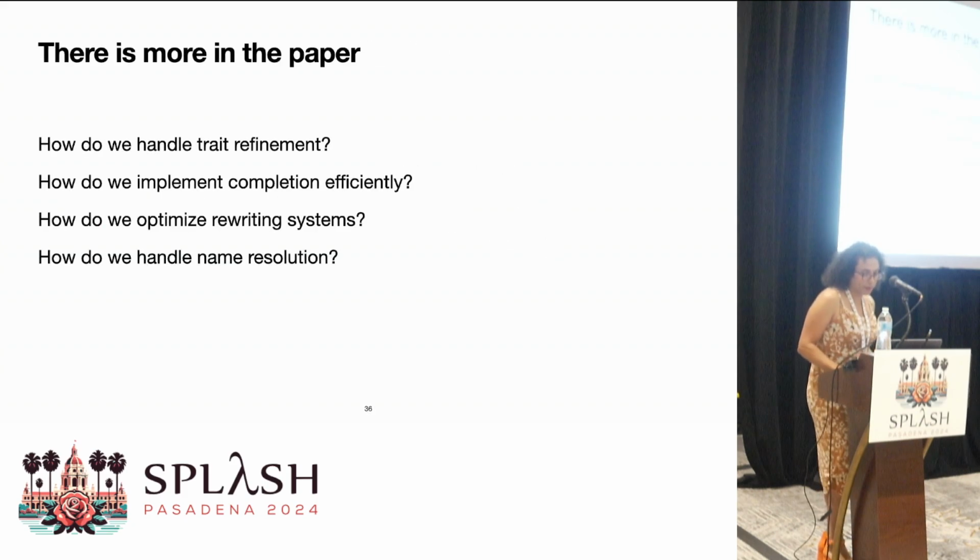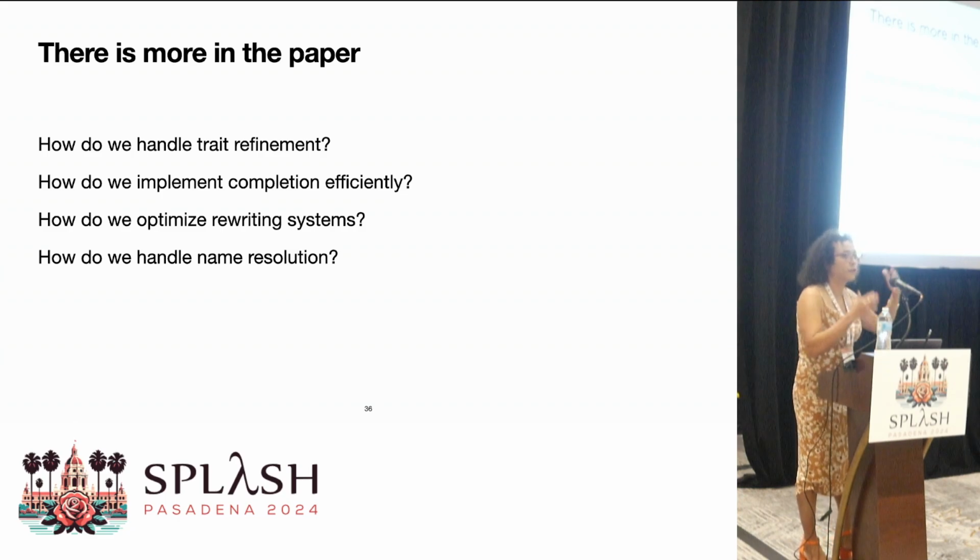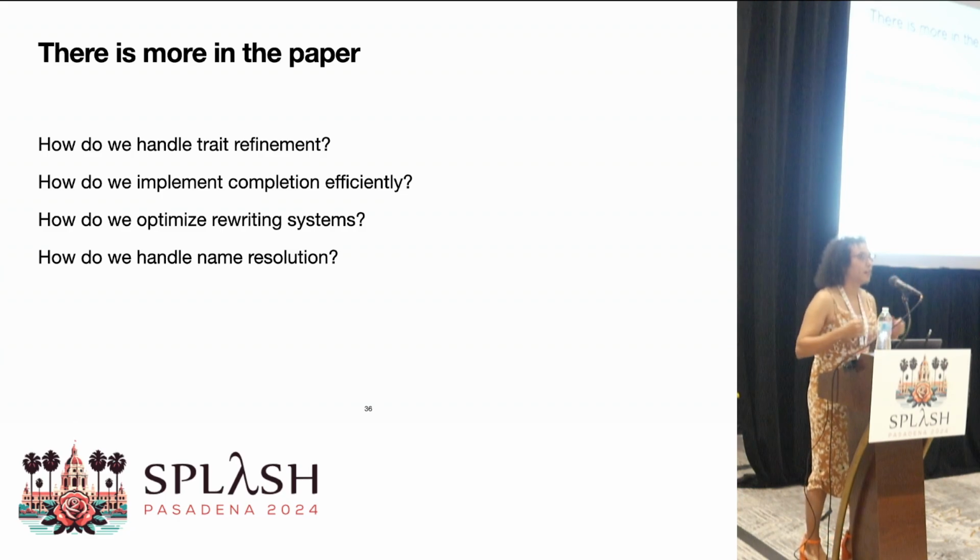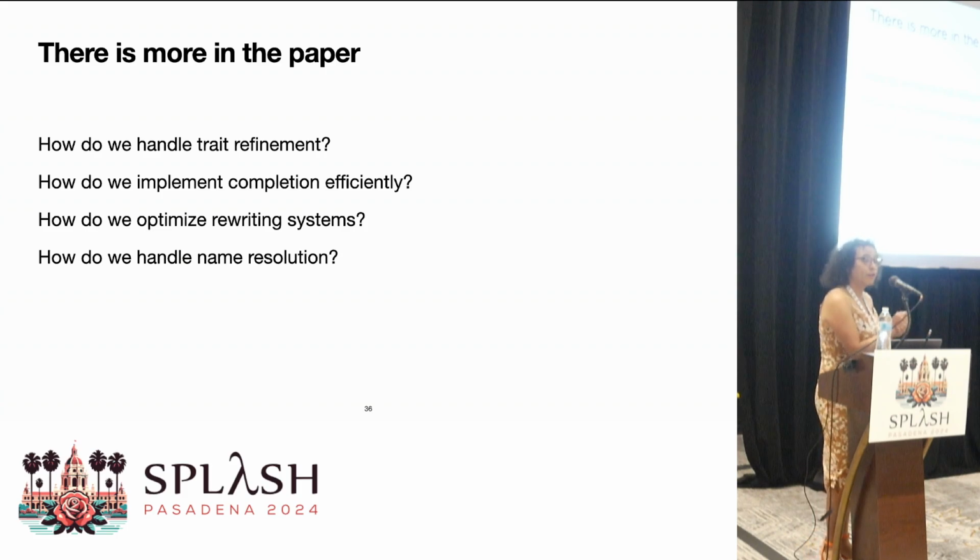So there is more in the paper. We can think about how to handle trait refinements. So for instance, if we say that a trait inherits from another trait, how to implement all of this efficiently, how do we optimize rewriting systems so that our type checkers are fast, and how we handle name resolution, which is another tricky thing to do, and all of these are defined in the paper.